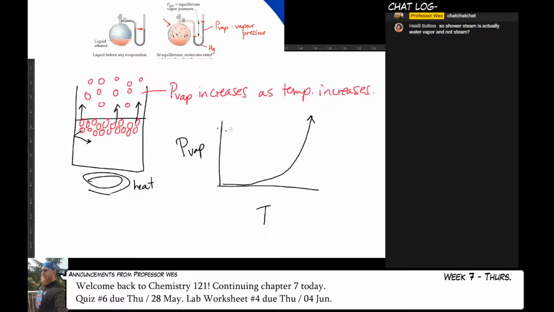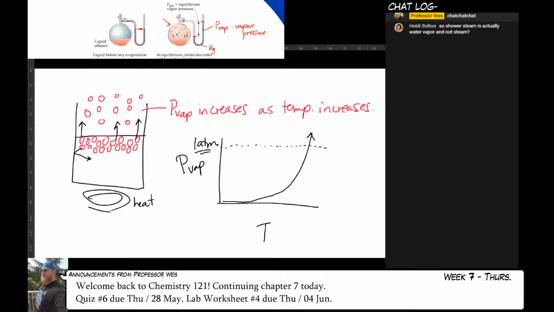Now, eventually, it will hit an interesting number, and that interesting number is atmospheric pressure. Because what up here is pushing down on the liquid? It's the atmosphere. And my vapor pressure is going to push back at that. At a low temperature, the vapor pressure pushes against the atmosphere and can make its way through, but that's really all it can do. It cannot push the atmosphere away entirely.